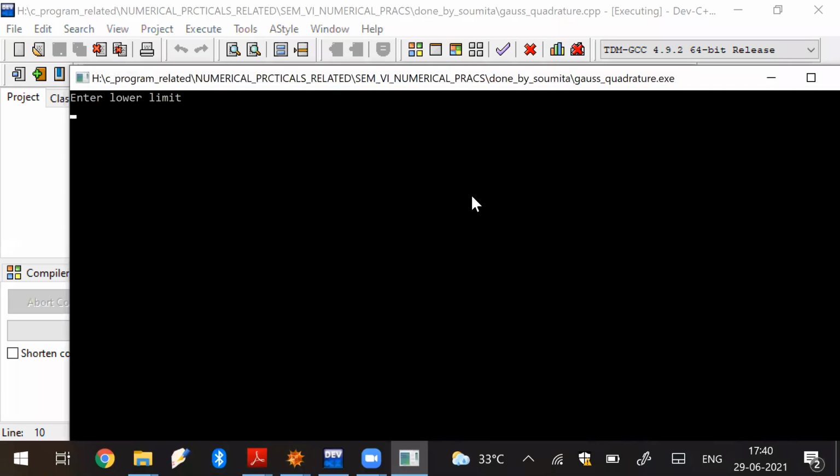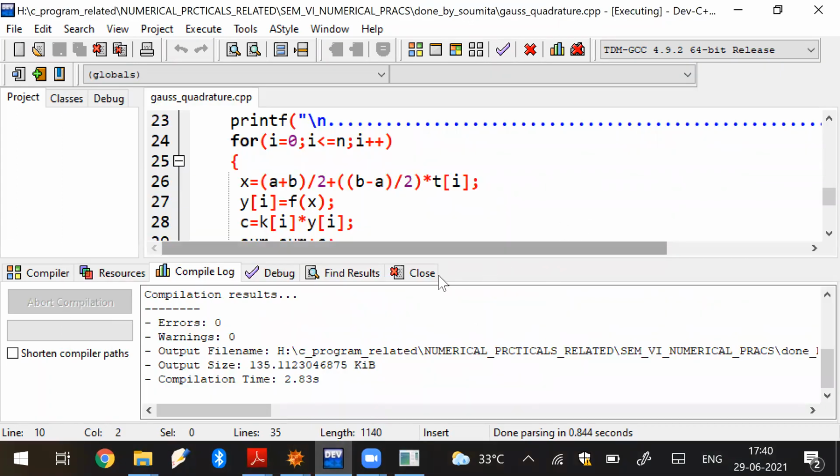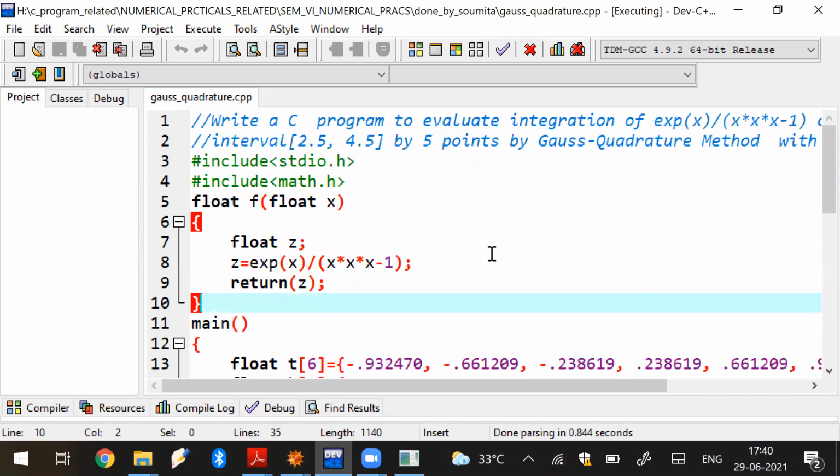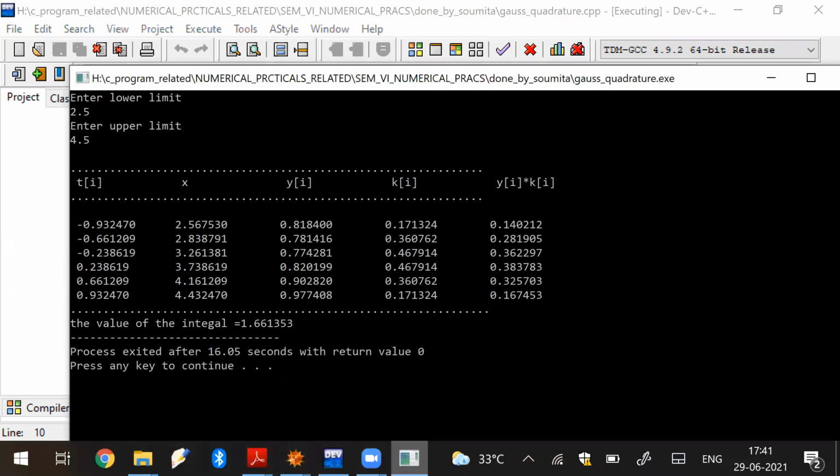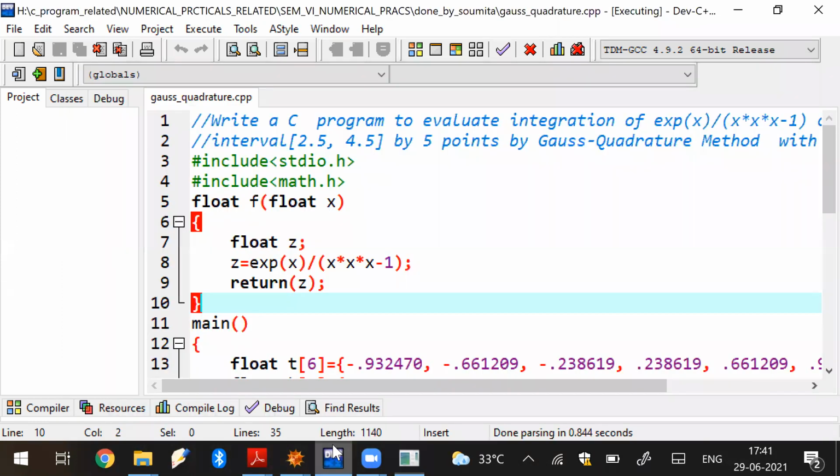Okay, suppose what was the lower limit and upper limit they demanded. It will be given in the question only, what this is demanded for: 2.5, and then 4.5. So this is what is coming, the value of the integral. Okay, here the accuracy you have to put, and you have to mention that accuracy level here. That thing I have not put inside the program. Okay, so this is it for our purpose.